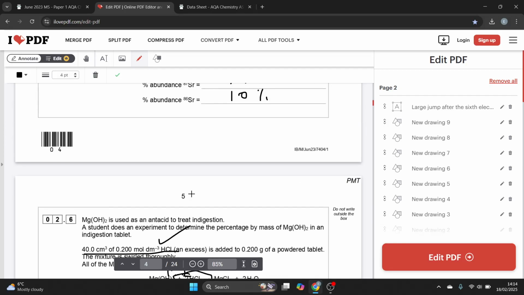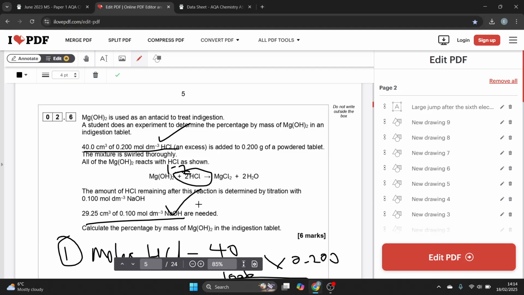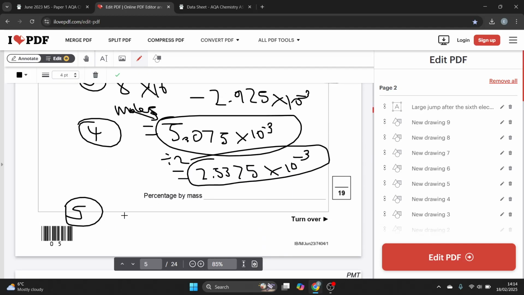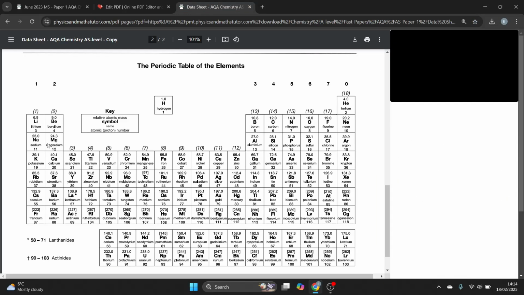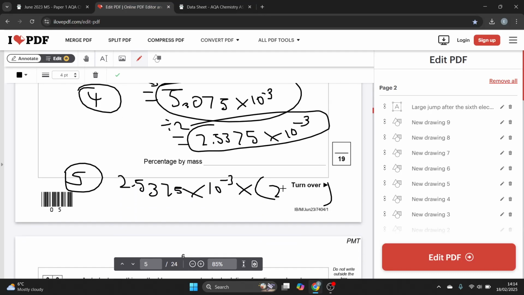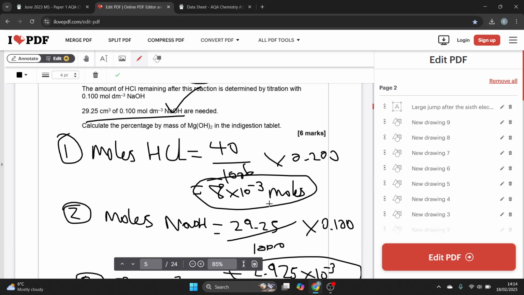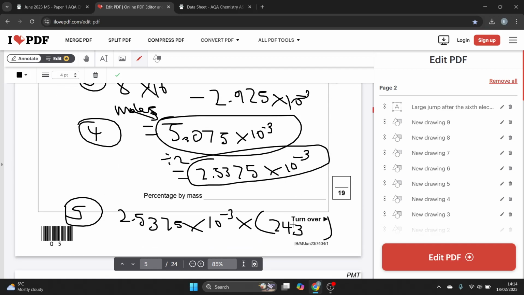Then I need to use moles equals mass over MR to find the mass. So the mass is going to be the number of moles, 2.5375 times 10 to the power minus 3, times the MR of magnesium hydroxide, which is 24.3 plus 16 plus 16 plus 2. So I do my answer times 24.3 plus 16 plus 16 plus 2.